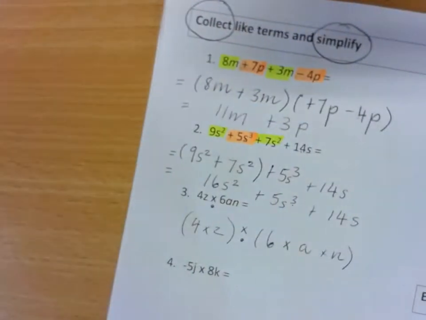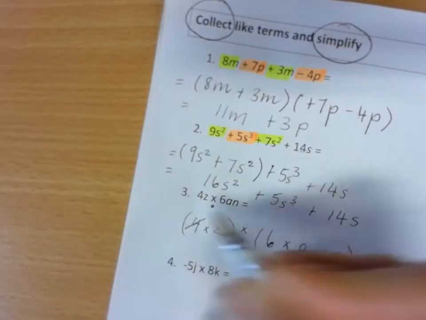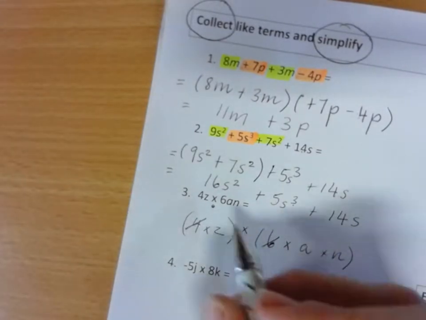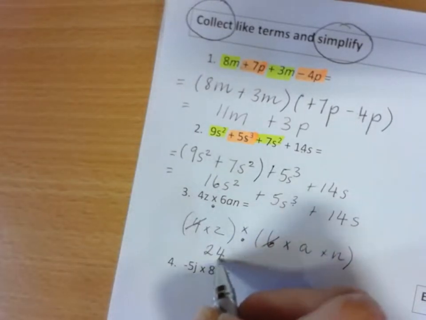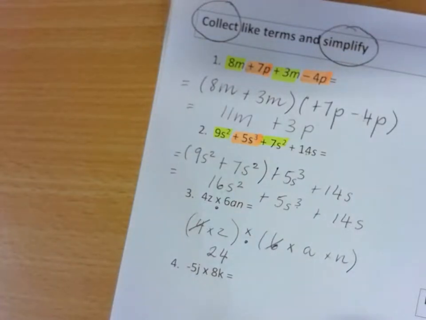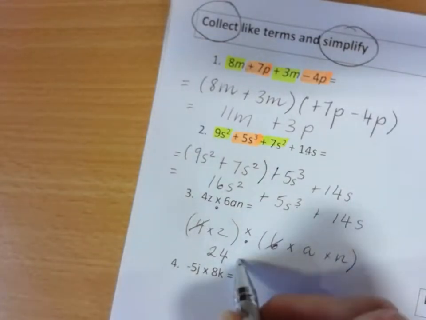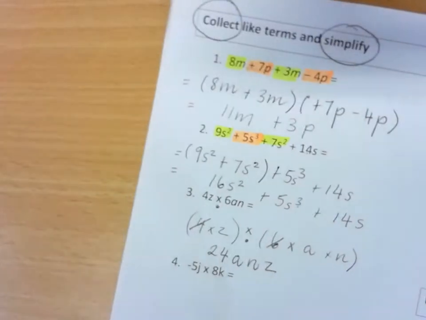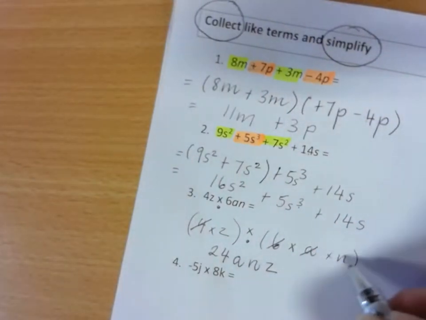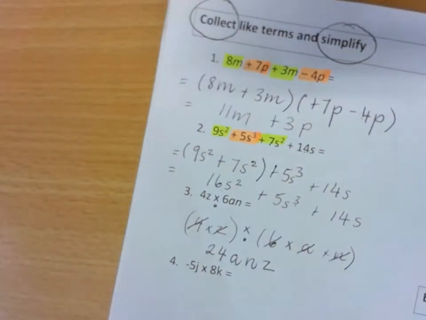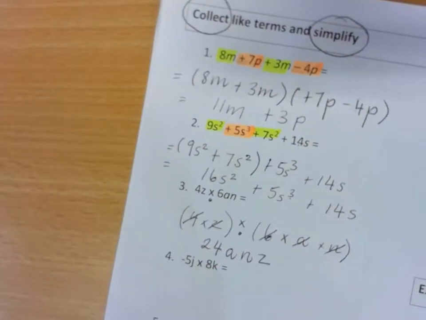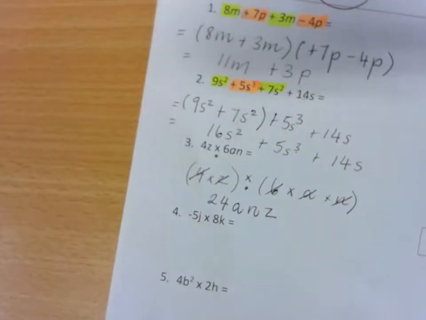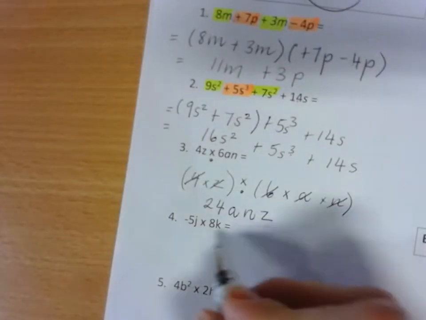Okay, a lot of us can see, however, that all we do when we collect these terms is say 4 times 6 gives you 24, and then a and z is the order of the variables. So multiplying is that you just mash it all together. Okay, m for multiply, m for mash it all together.